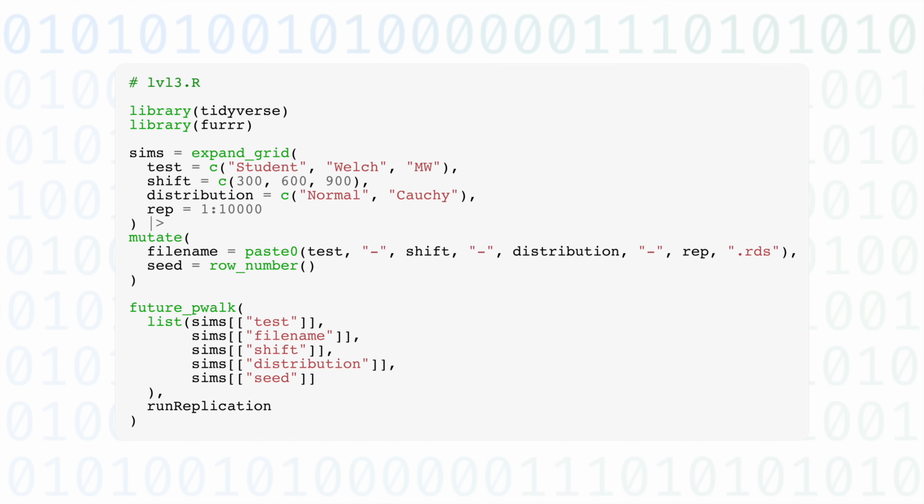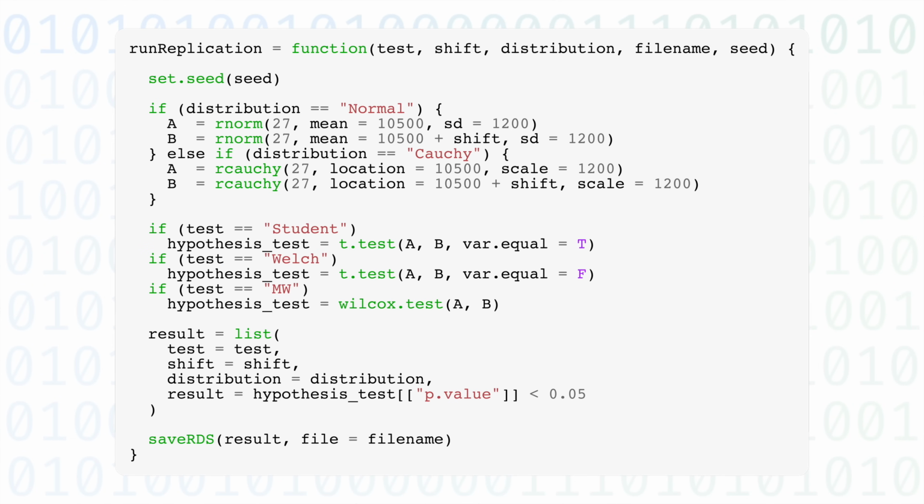The first thing I'll do is take the code from the second level and put it in a script. We need to send this code to each of the computers in the HPC, so a script is the most efficient way to do this. Notice that I've added all the parameters into the file name column so that each permutation gets the correct number of repetitions. I've also added these new columns into PWalk. I've also made adjustments to the run replication function to account for these new columns as well.